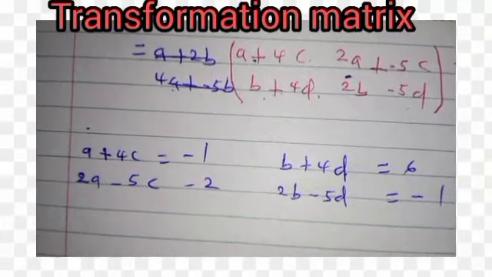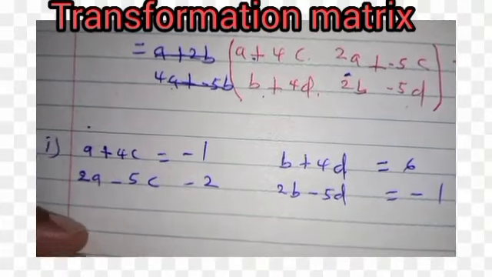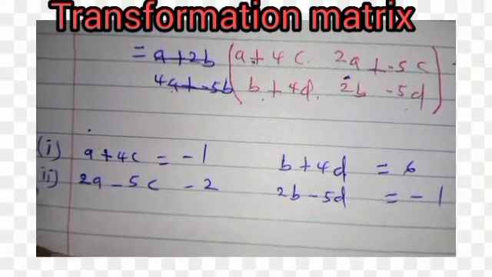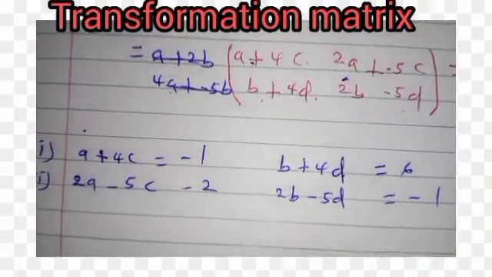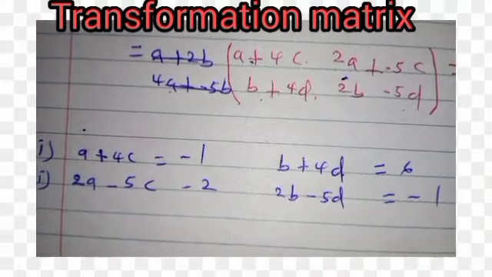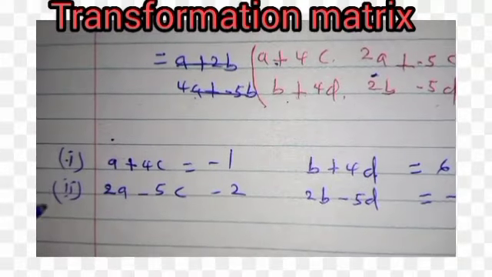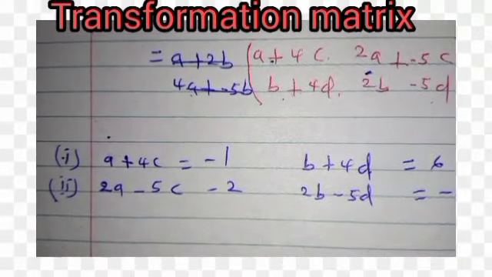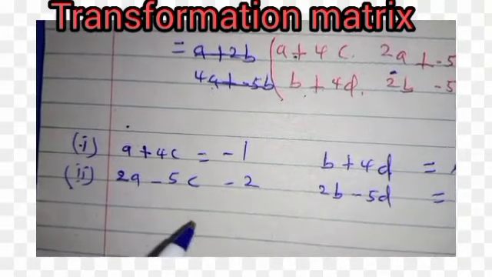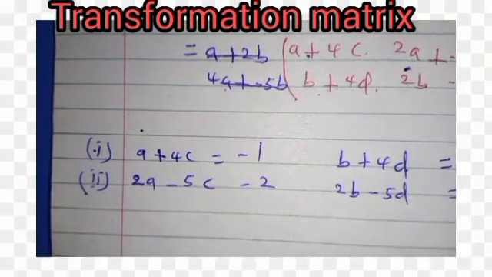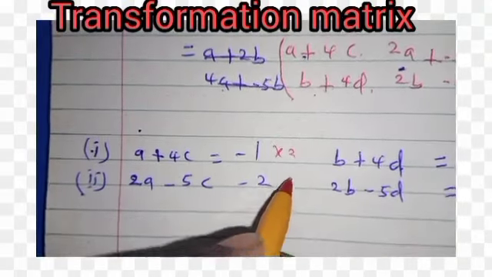So here we have two pairs of simultaneous equations. We can call this equation 1, the other one equation 2, this one equation 3, and this one equation 4. We are going to solve equations 1 and 2 to obtain the unknowns. Here I can multiply equation 1 by 2 and equation 2 by 1.